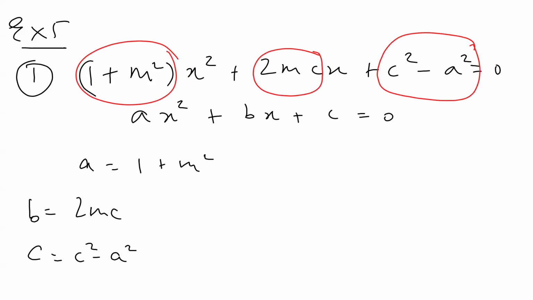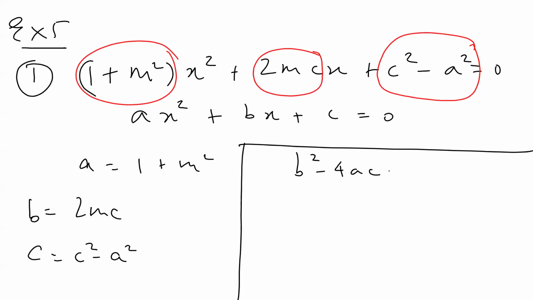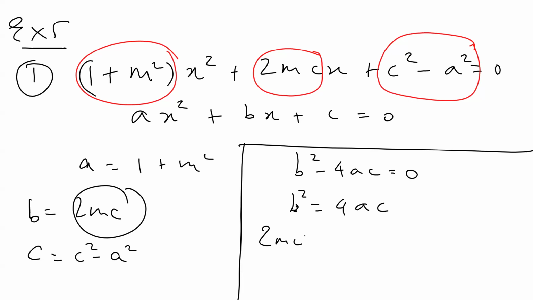Now they have said that the roots are equal. If the roots are equal, then b square minus 4ac is equal to 0, the discriminant is 0. So b square is equal to 4ac. See guys, you can also find alpha plus beta, alpha into beta, but that will not be used anywhere. So b is 2mc, (2mc) the whole square is equal to 4a.